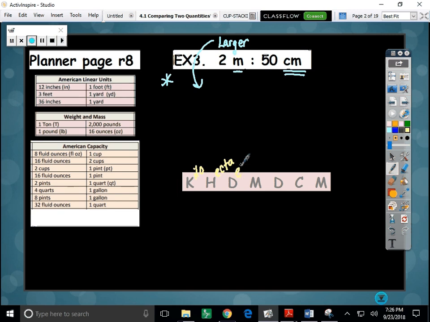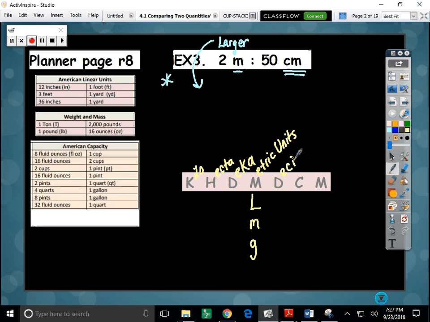This would be deca. This middle spot would represent metric units. We could have, for instance, liters, which is represented by a capital L. We could have meters, which is represented by a lowercase m. Or we could have a lowercase g, which represents grams. Next, we have the smaller units.